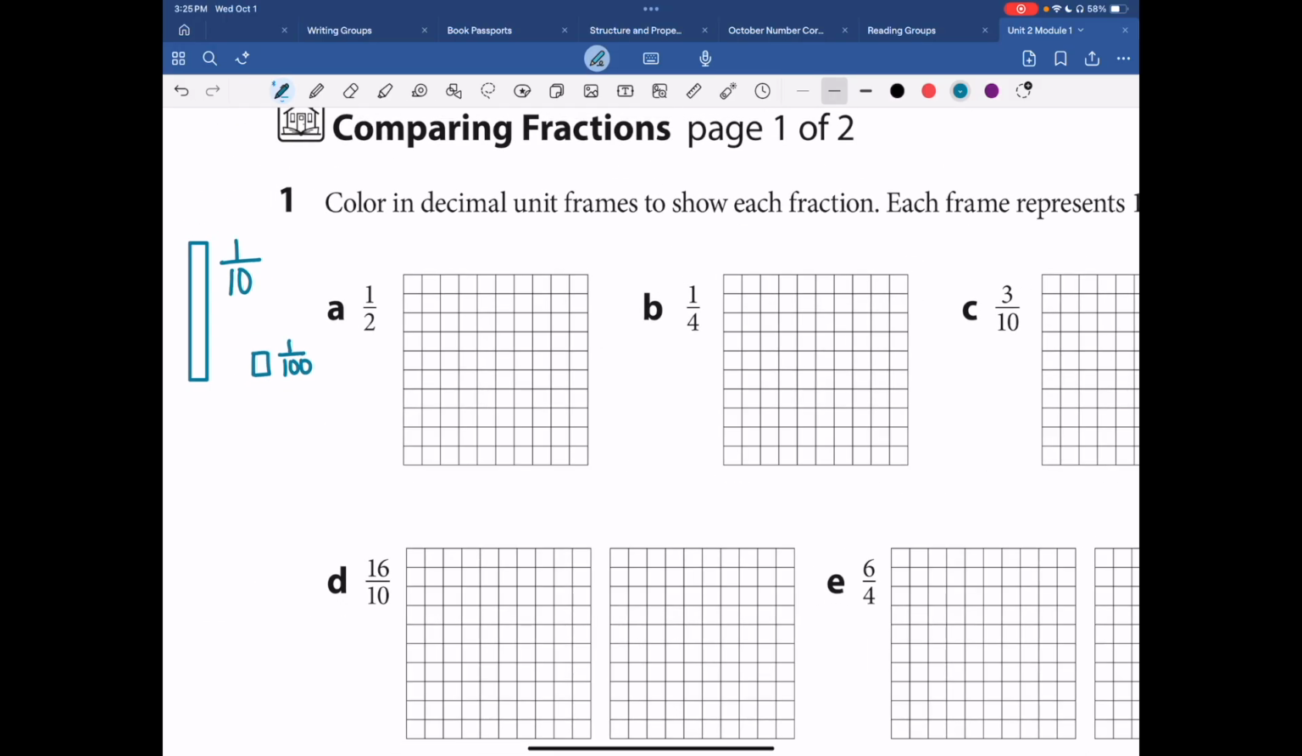So I know if I have this whole thing, and if I have 10 columns, half of 10 would be 5. So I need to make sure I shade in 5 of these. 1, 2, 3, 4, 5. So that's just helping me set it up. So I'm going to take this and then shade in 5/10 or 50/100 because 50 is also 1/2 of 100.